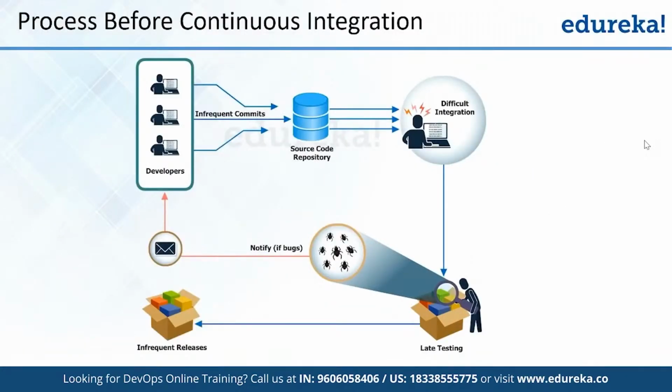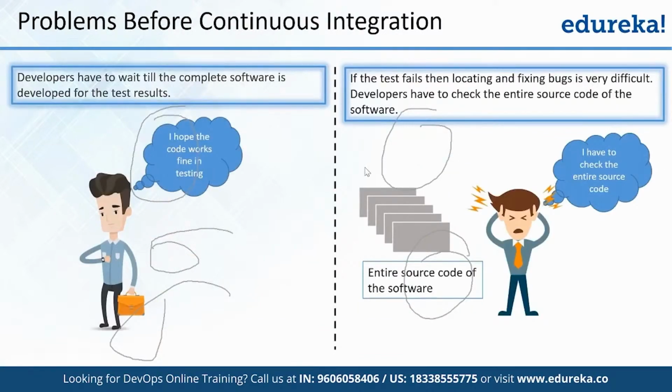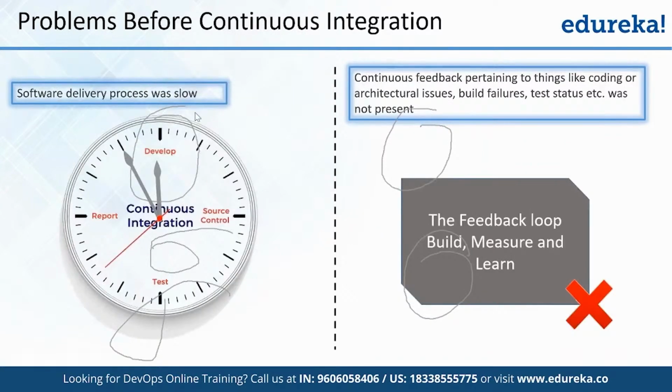So guys, how was the problem earlier? Developers used to commit the code. It was difficult to integrate, there was late testing, infrequent releases, and people were getting bugs in the higher environment at a later point of time. This was life before integration. I hope the code works fine in testing. I have to check the entire source code because it is not working, and a lot of problems are faced when the code reaches the higher environment. So the software delivery process was slow because continuous integration and continuous feedback were not there.